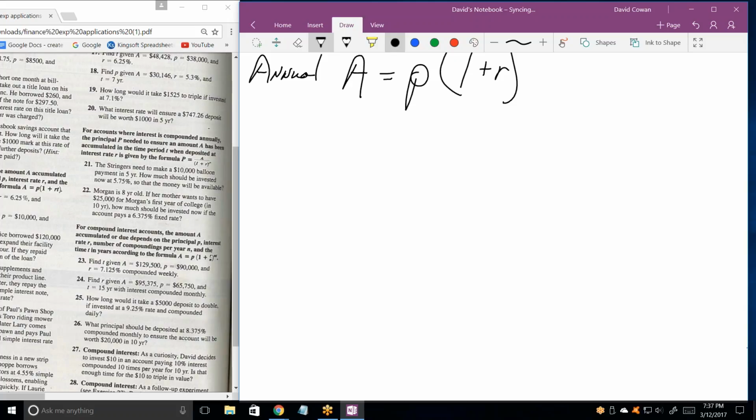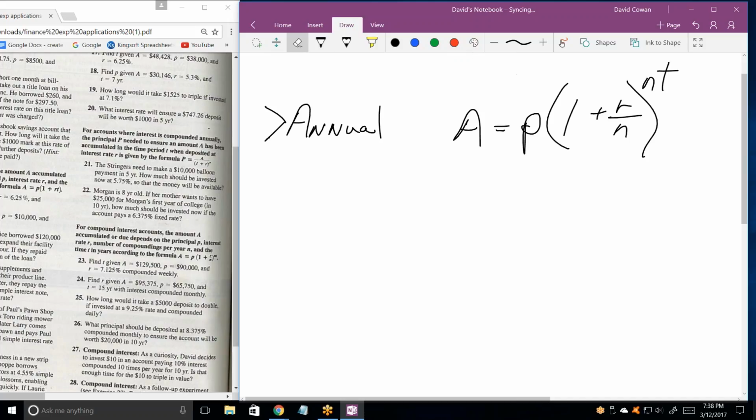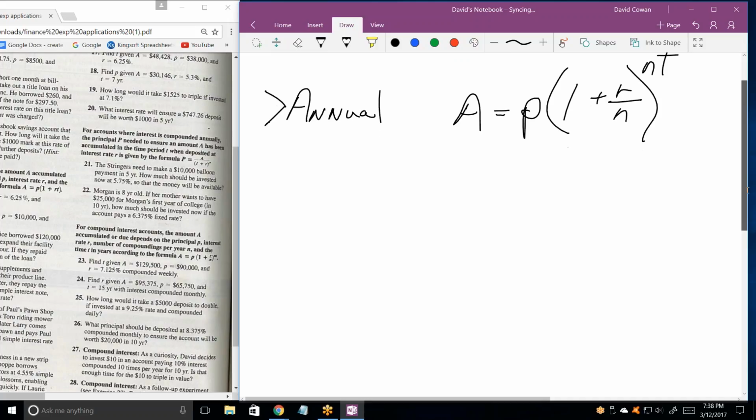Okay, and here we're doing greater than annual, which I kind of write like this. And remember, this is similar, only there's an n, which is how often per year are we going to compound it. And instead of t, it's nt. Okay, so let's erase this one and leave this one. And this is the one we're going to use for all of these questions that are in this section.